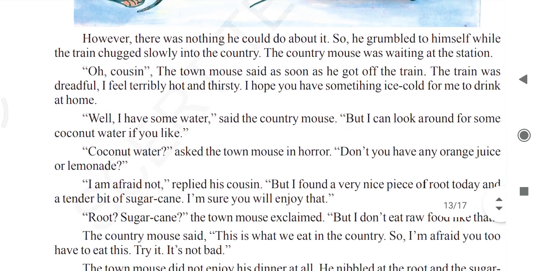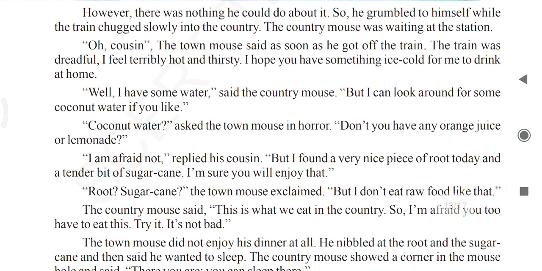Okay, however, there was nothing he could do about it. So he grumbled to himself while the train chugged slowly into the country. The country mouse was waiting at the station. Though it is very hot, there is nothing this town mouse could do. So while he got down from the train, he also moved away.